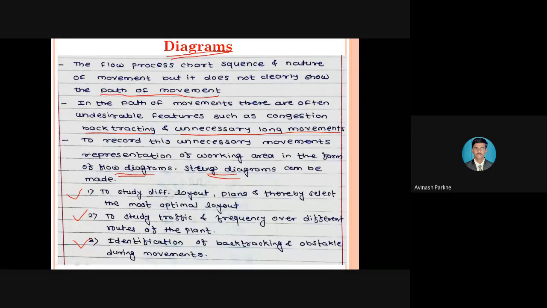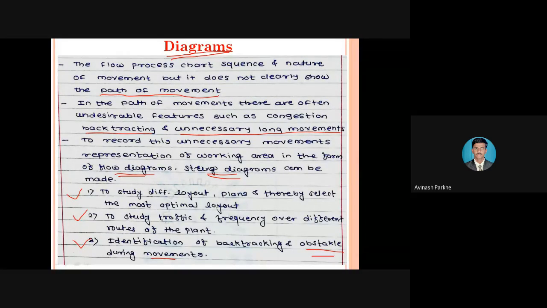And then the third point is the identification of backtracking and obstacles during the movement. Backtracking means the component is unnecessarily moving back. From 3 again it is moving to 2. From 2 again it is moving to 1. Whatever such backtrackings are taking place are also identified by using these diagrams. In addition to that, these diagrams are also helpful to identify the obstacles.